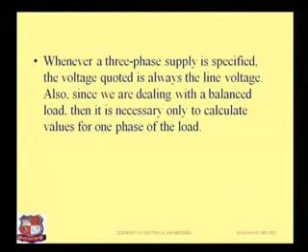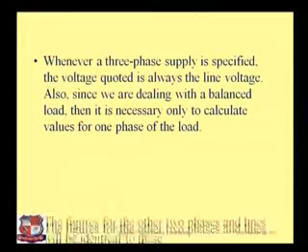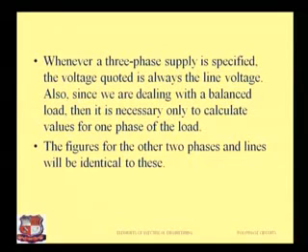Whenever a 3-phase supply is specified, the voltage quoted is always the line voltage. Also, since we are dealing with a balanced load, it is necessary only to calculate values for one phase of the load. As I have already told, while calculating the power for a 3-phase balanced system, we do the calculations for one phase only and just multiply it by 3, that will give you the values for 3-phase. So the figures for the other 2 phases and lines will be identical to this.